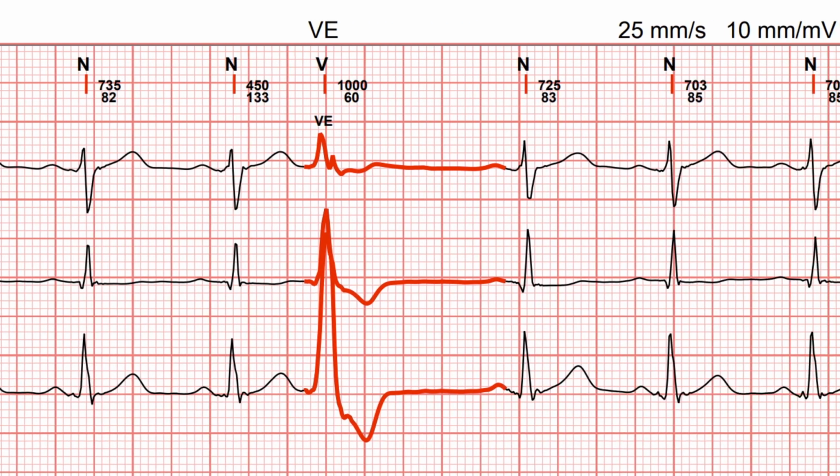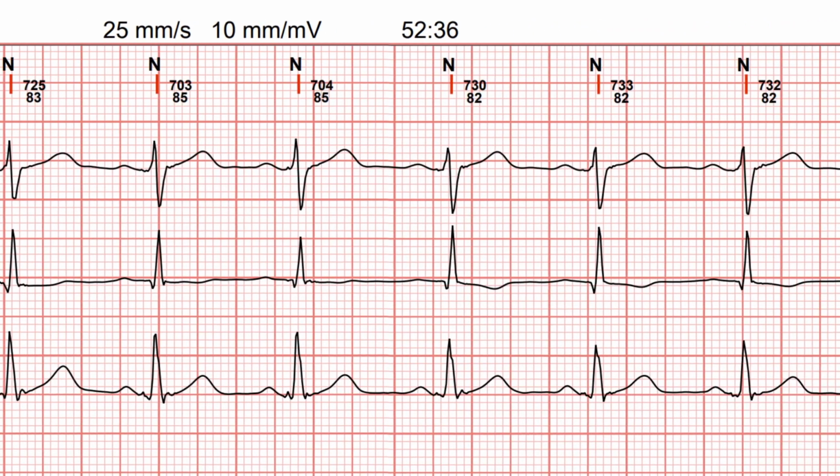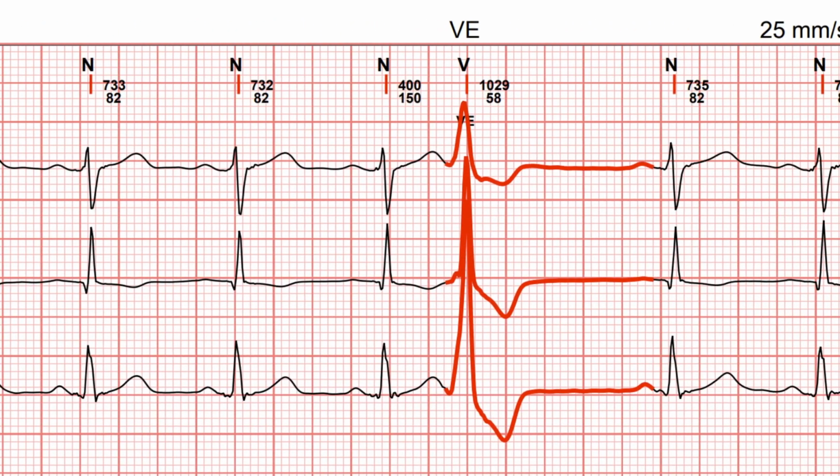One of the most commonly used tests is an electrocardiogram, or ECG. This test records the electrical activity of the heart and can detect abnormalities such as irregular heart rhythms or signs of a previous heart attack. If a person is experiencing chest pain, an ECG may show changes that suggest reduced blood flow to the heart.